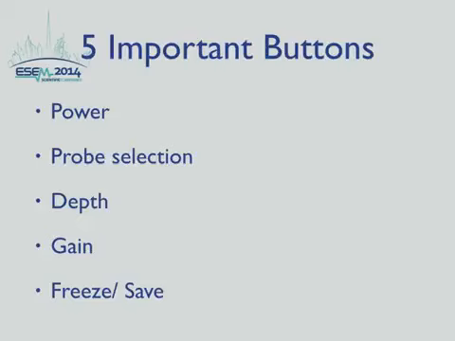So the important buttons in an ultrasound machine that we're going to go through are the power, probe selection, the depth button, gain, freeze, and save. It's important that you go back to your department and check your ultrasound machine and get familiar with these buttons, because that's going to help you with your image acquisition and getting proper, good quality ultrasound images.